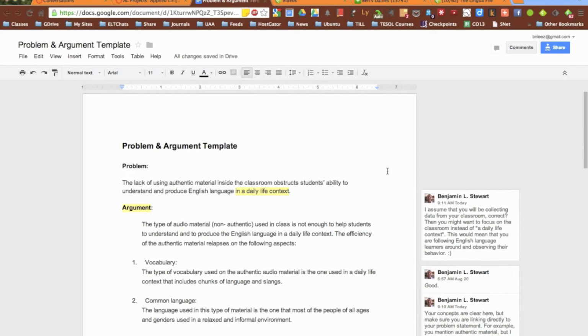So at the end of the day, the idea here is once you align the problem, argument, and research questions, and you conduct your research, which essentially sets out to answer your research questions, we want to better understand the problem. So hopefully at the end of this project you will better understand the problem and hopefully find some ways to address it and allow you to improve as an English language educator.